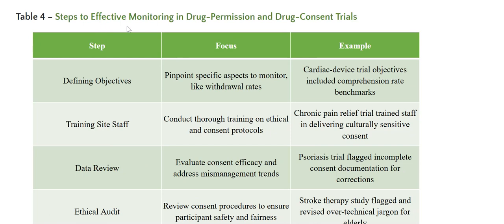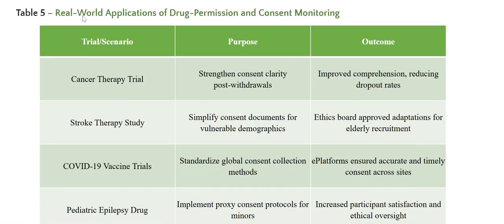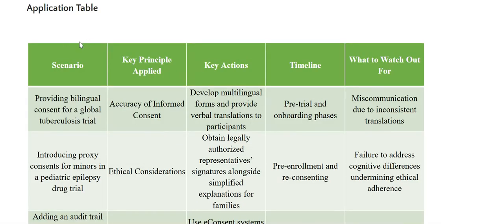tools. Table on steps to effective monitoring in drug permission and drug consent trials. Step, focus, examples. Steps we have: defining objectives, training site staff, data review, ethical audit, and then reporting. Table on real world applications of drug permission and consent monitoring: trial scenario, purpose, outcome. So trials or scenarios we have cancer therapy trials, stroke therapy study, COVID-19 vaccine trials, pediatric epilepsy drug, schizophrenia drug study. Application table: scenario for each scenario, key principle applied, key actions, timeline, what to watch out for.